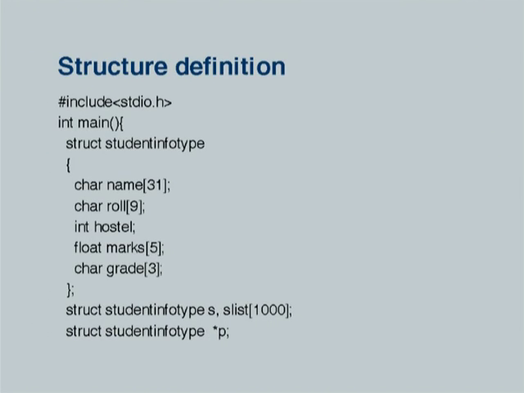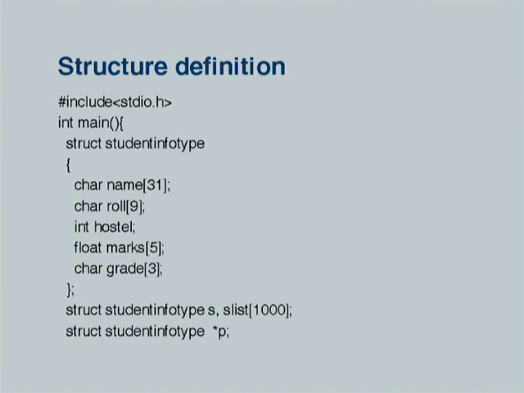So here is an example. Suppose I want to store information about students. Now, a student has a name which may be 30 characters long. A student may have a roll number which may be 8 characters long. A student may be staying in some hostel, depending upon the hostel naming scheme. For example, in IIT, all hostels are numbered. So we have 13 hostels starting from 1, 2, 3, 4, 5, 6 and so on. And these are integer numbers.